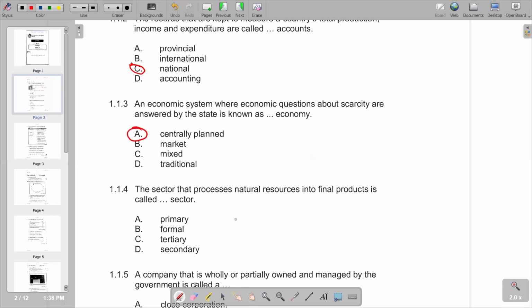1.1.4: the sector that processes natural resources into final products is called dash sector. So this sector processes natural resources into a final product. Obviously, this is manufacturing that is taking place, and we know that manufacturing takes place in the secondary sector. So we have the secondary sector.